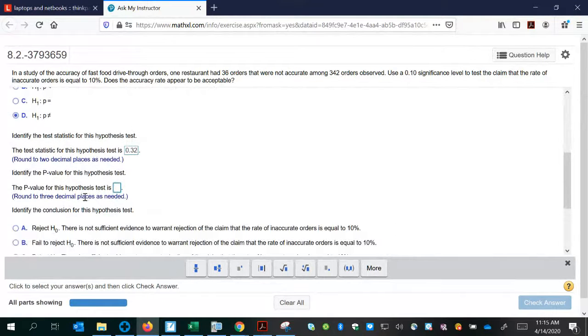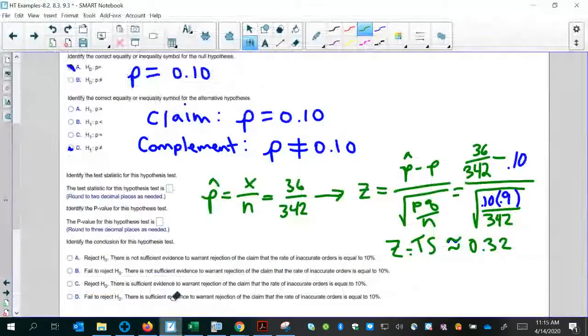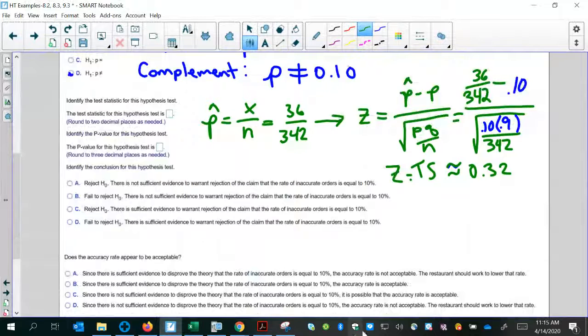So next we'll do the p-value for the hypothesis test. Let's write this here. Why do I keep putting that 0 afterwards? Should be 0.32. All right, the next part, the p-value for this hypothesis test is.